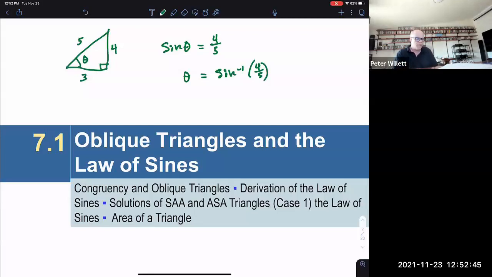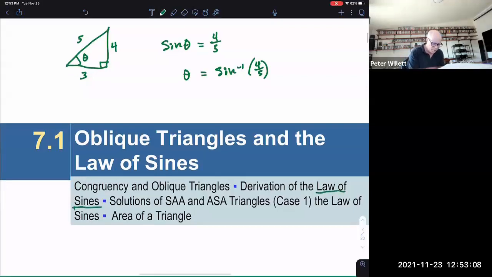So what we want to be able to do now is to solve triangles that are not right triangles. There's going to be a couple of different methods we use to do that. We're going to look at that in 7.1 and in 7.2. We're going to learn some new tools, like there's something called the law of sines. And then in the next coming section, we'll learn the law of cosines as well, in order to help us figure out how to solve triangles.